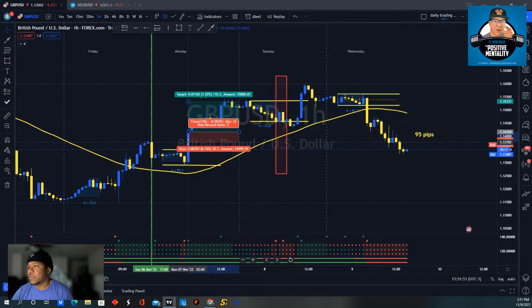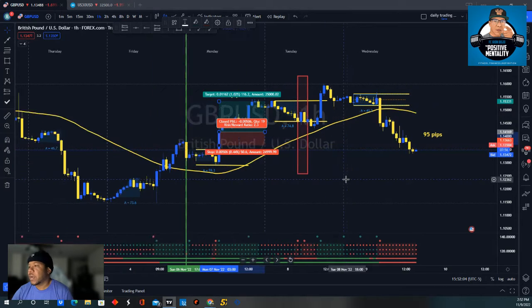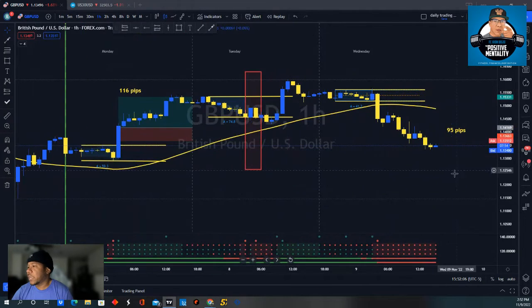So like right here, you don't have to do 1-to-1. You could have done the in between, like half this candle to be on the safe side. You could have gone half this candle and went down. You still would have been good. All right. Other than that, again, we're gonna recap.